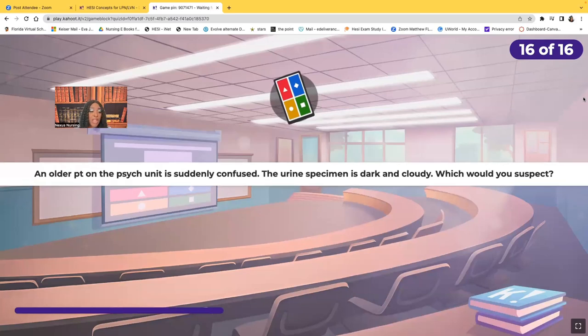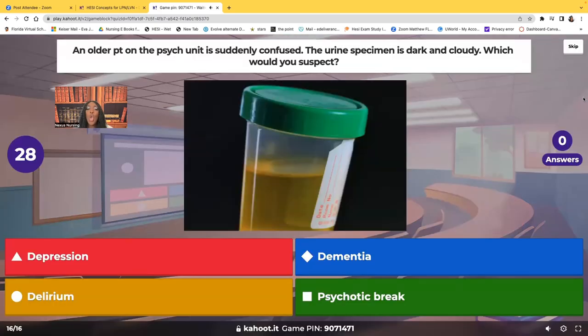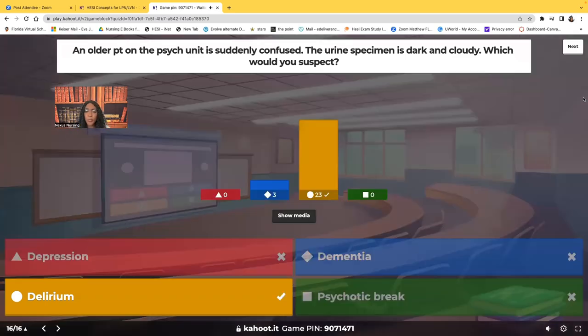All right. An older patient on the psych unit is suddenly confused. The urine specimen is dark and cloudy. Which would you suspect? Would it be depression, dementia, delirium, or that patient having a psychotic break? What do you think is happening? You have an older patient on the psych unit and they're suddenly confused. Their urine specimen is dark and cloudy. What are you going to suspect?